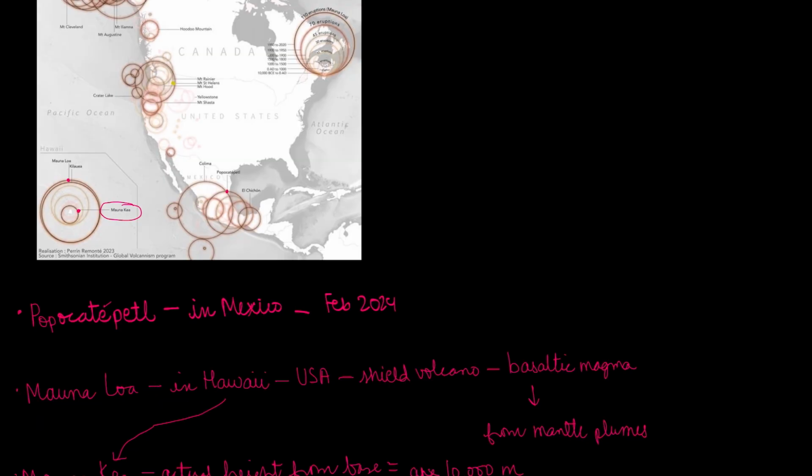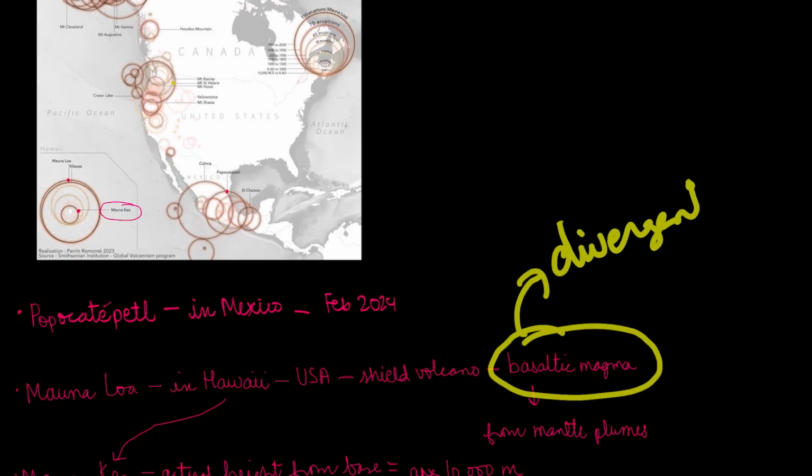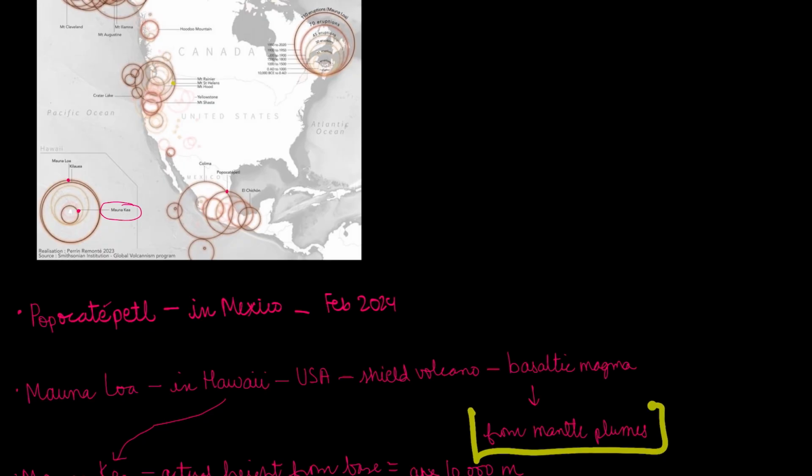Hawaii, as we have read earlier, is a part of the USA. So Mauna Loa is a shield volcano. Since it's a shield volcano, it has basaltic magma. Since it's basaltic magma, we could infer that it is coming from divergent plate boundaries. And this basaltic magma erupts from mantle plumes. Plumes are literal streams of lava coming from inside the earth. Beside Mauna Loa, there is Mauna Kea. So this is the location of Mauna Loa, and near to it is Mauna Kea.